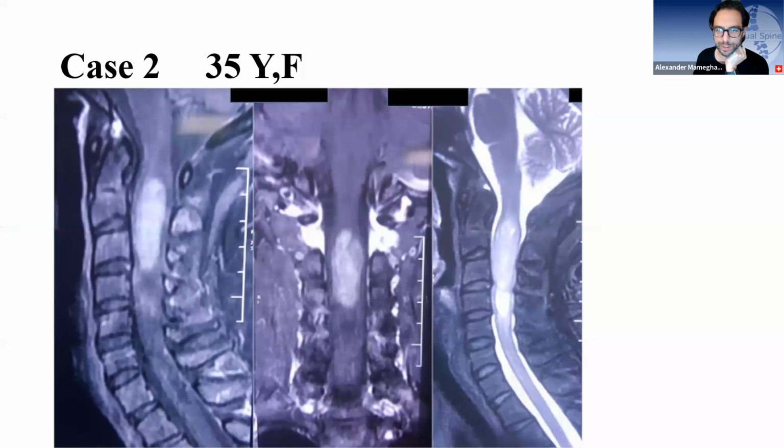Dipanker, may I ask you, how many levels did you decompress with laminectomy? I performed a laminectomy from C2 to C5 level. Yes, so 3 lamina.